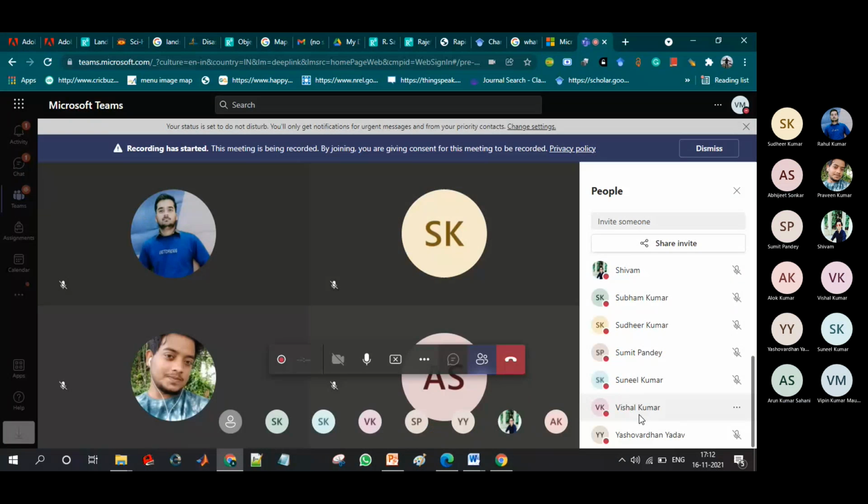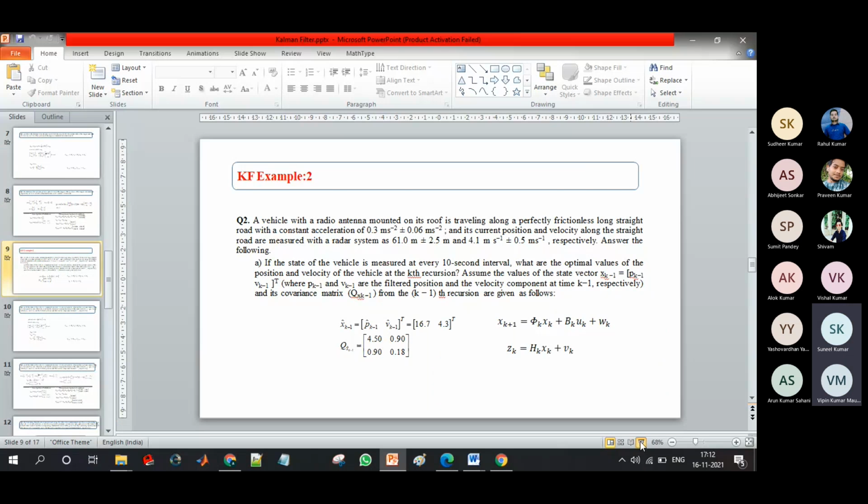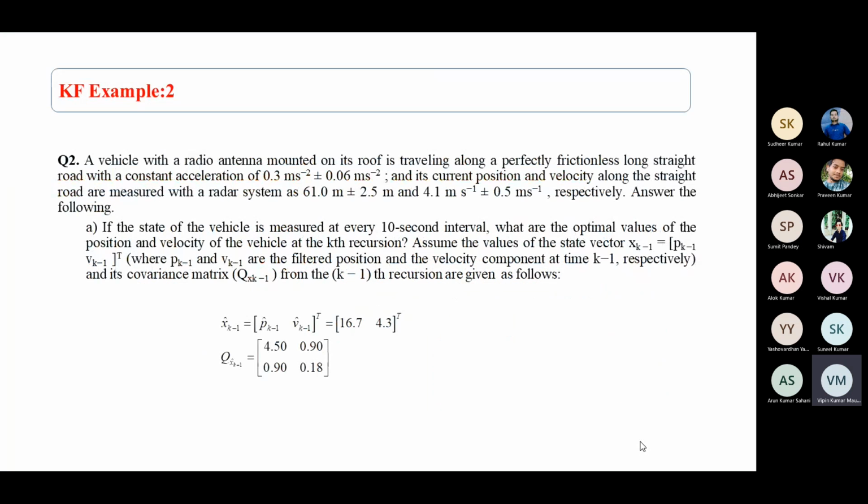Sunil Kumar, yes, sir. Please read the question and explain what is the problem and what is required in this question.